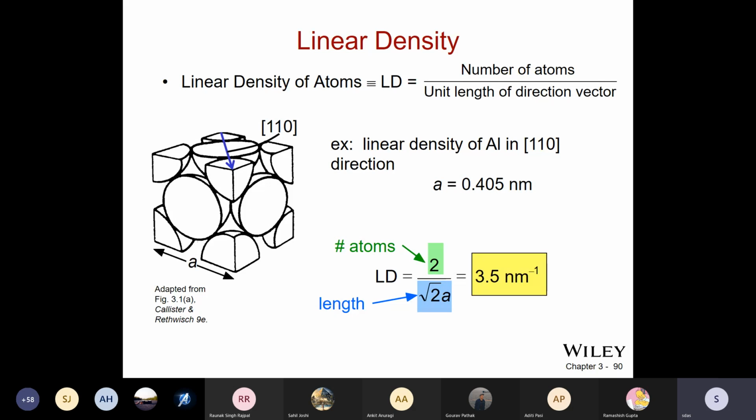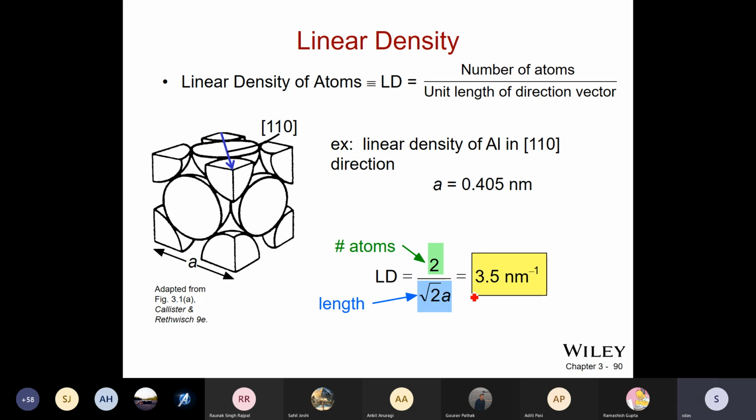These two things from the textbook, please read up on your own. Linear density of atoms is nothing but the number of atoms, if you look at a particular crystallographic direction, per unit length of the direction vector. So the linear density of aluminium in the 110 direction: what is the number of atoms in this direction? 2 atoms. Length will be root 2a.